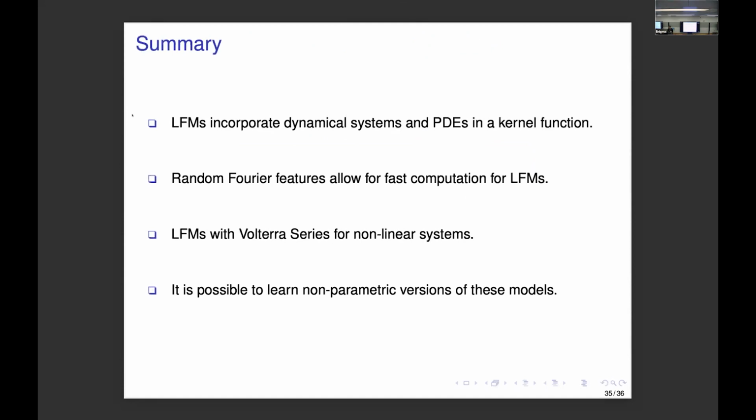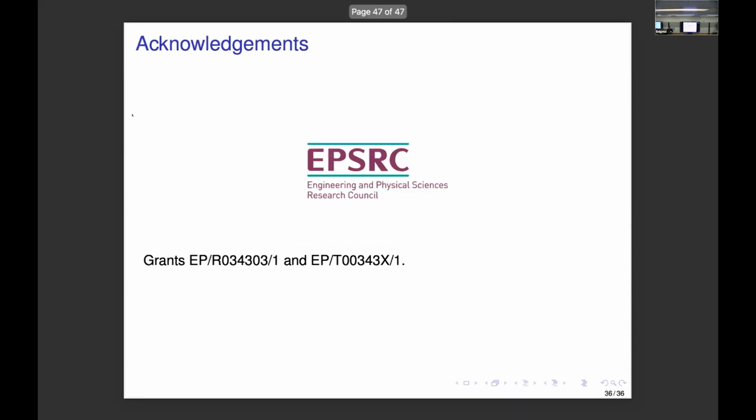Right, so I'm going to finish there. These latent force models incorporate dynamical systems into a kernel function. I didn't talk about the PDEs, but we have done work on PDEs as well, particularly in computational biology in Drosophila. Random Fourier features allow us to compute these covariances very fast. We introduced this Volterra series coupled with the idea of having a latent GP for nonlinear systems. And then we have some initial experiments showing that you could do non-parametric versions of these models. I think that's it.